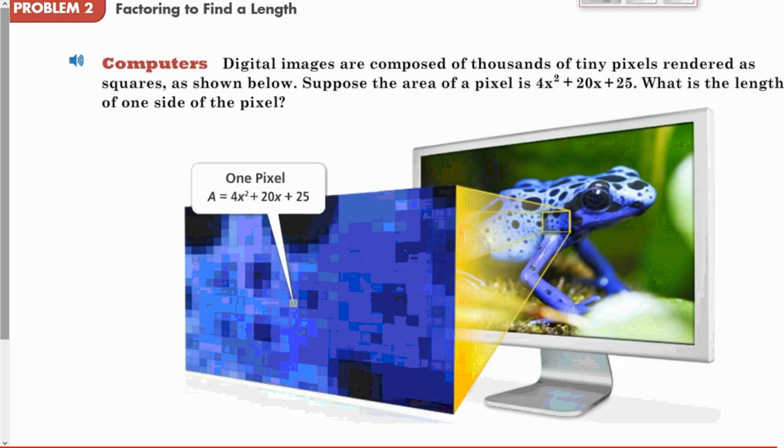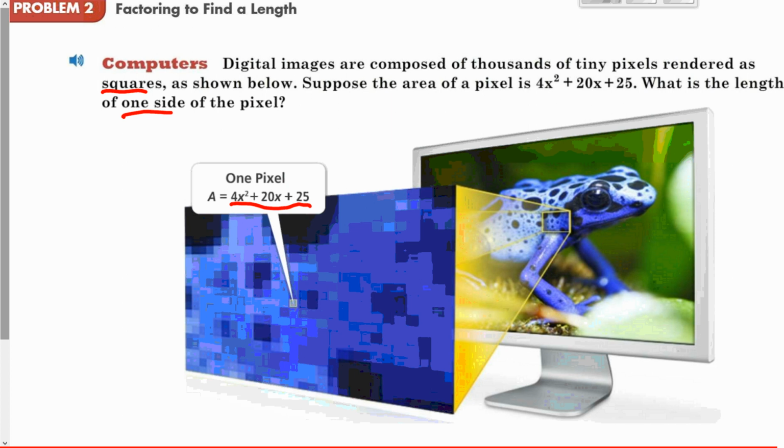Okay, so reading through this problem, I think we did this maybe before a little bit. But we're trying to find this pixel, and the area of the pixel is 4x squared plus 20x plus 15, and now we want to find the sides, right? We want to find the length of one side of the pixel. And it's referred to as squares, right? So that means both of these sides will be the same. So that kind of gives us a hint that it's probably going to be a perfect square trinomial.